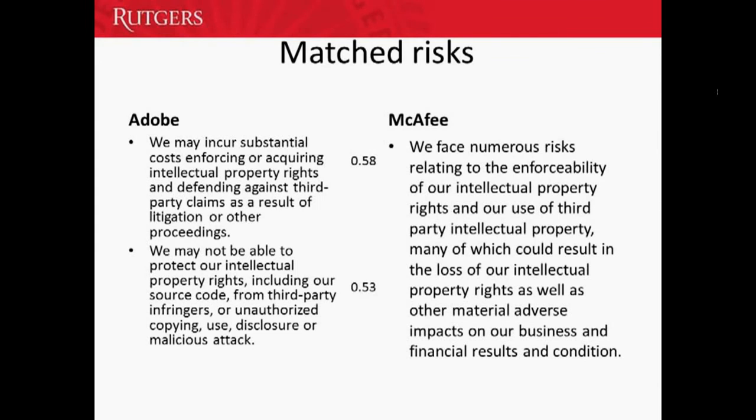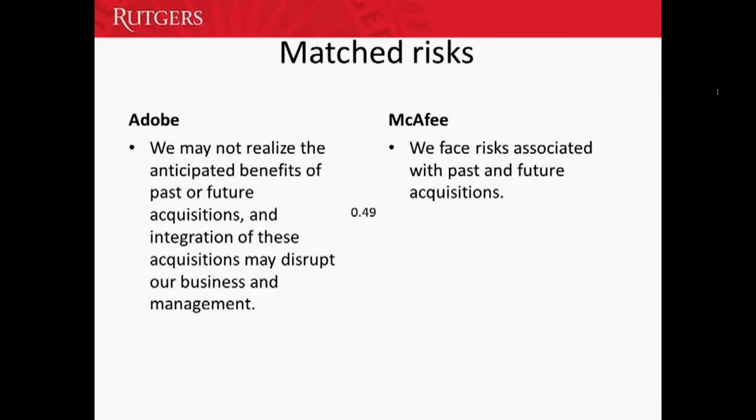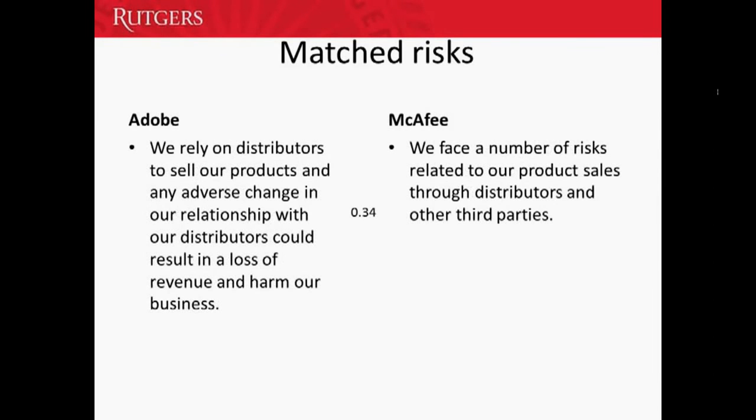Here's another one where this paragraph matched up with these two titles, 0.58 and 0.53. And you can see these two titles are pretty much components of this one McAfee title. Okay, so here's another one where the risks are very similar, but they're said in a very different way. Here's another one, and the score is getting lower and lower, but it's still powerful enough to identify similar risks.